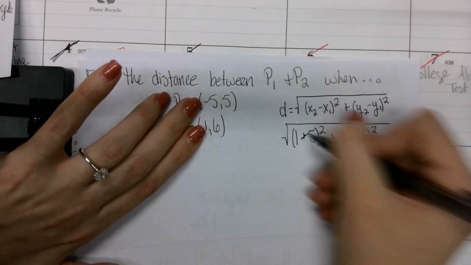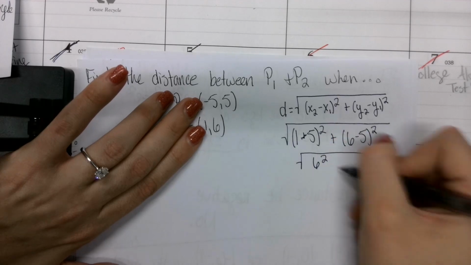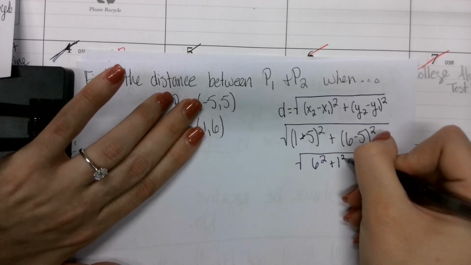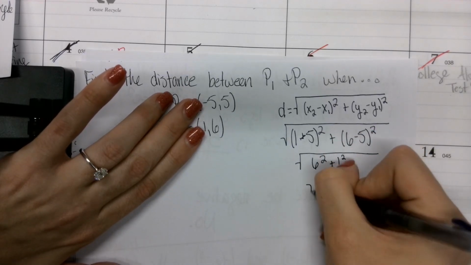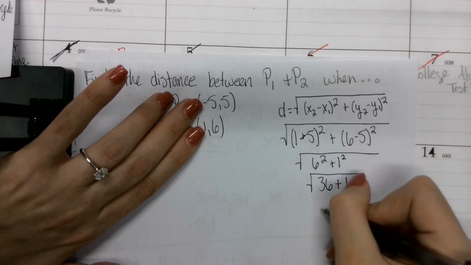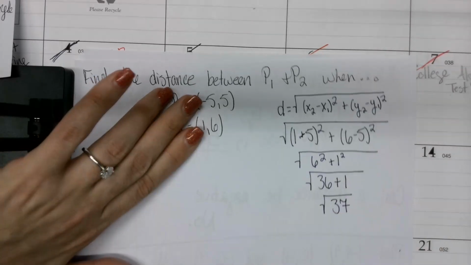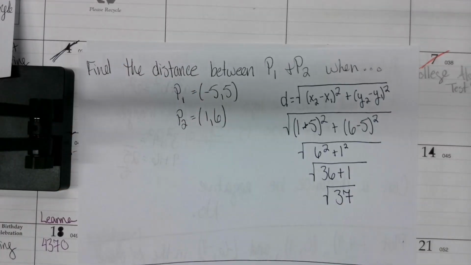So we'd add here. So I'd have the square root of 6 squared plus 1 squared. So that'd be 36 plus 1. So the square root of 37. And that doesn't reduce.